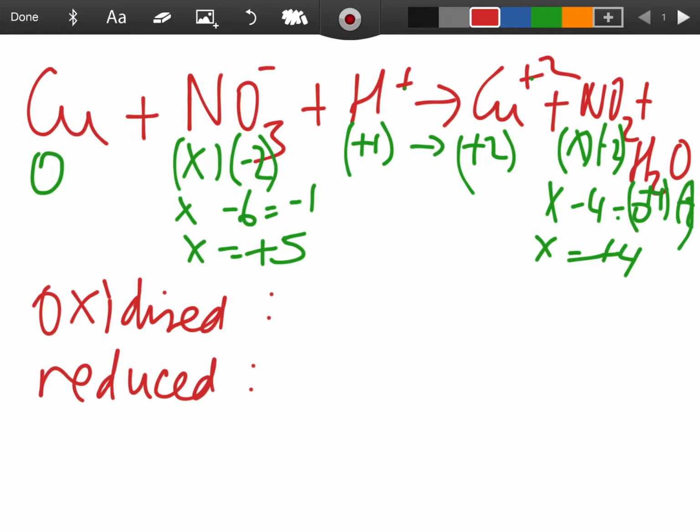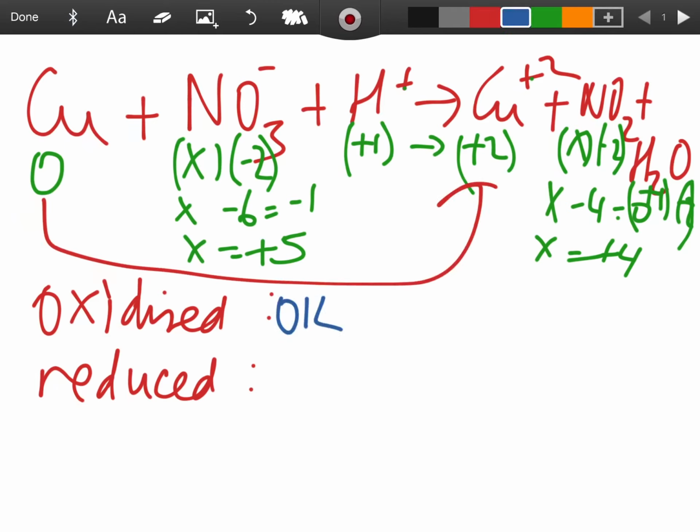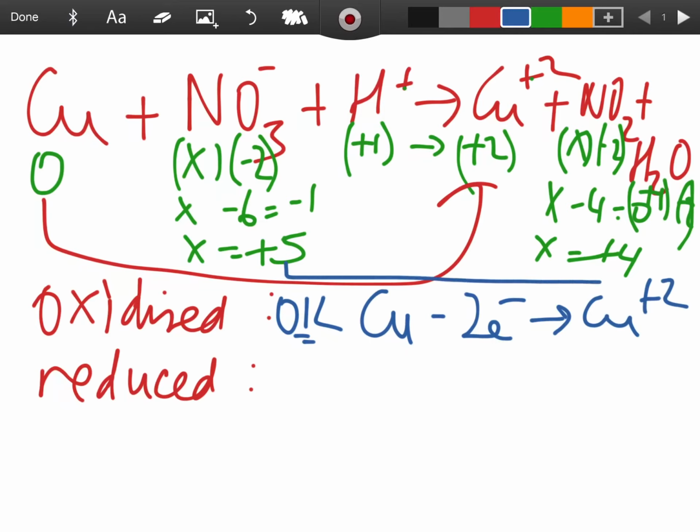Then we pulled out what was being oxidized and what was being reduced. So how will you know what's being oxidized? Well, what has gone up? What has there been an increase in oxidation number? You can see that the copper has gone from 0 up to +2, so the copper has been oxidized. Now, what does oxidation mean again? Loss of electrons. That means the copper atoms have lost 2 electrons because it's copper +2.